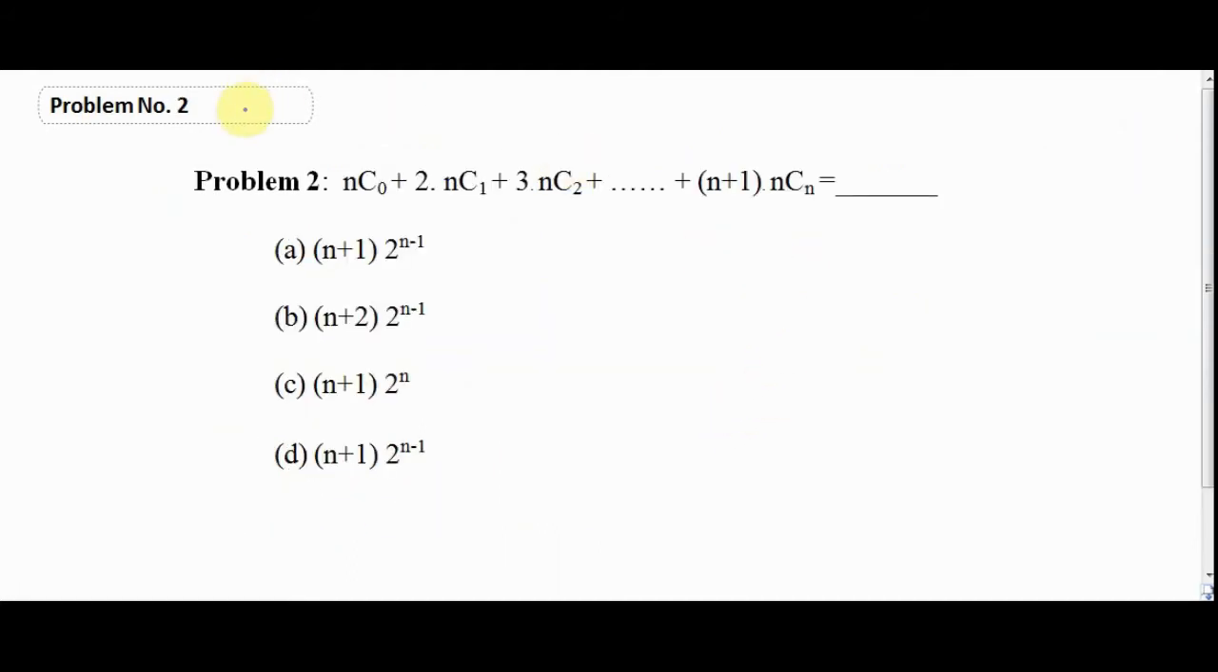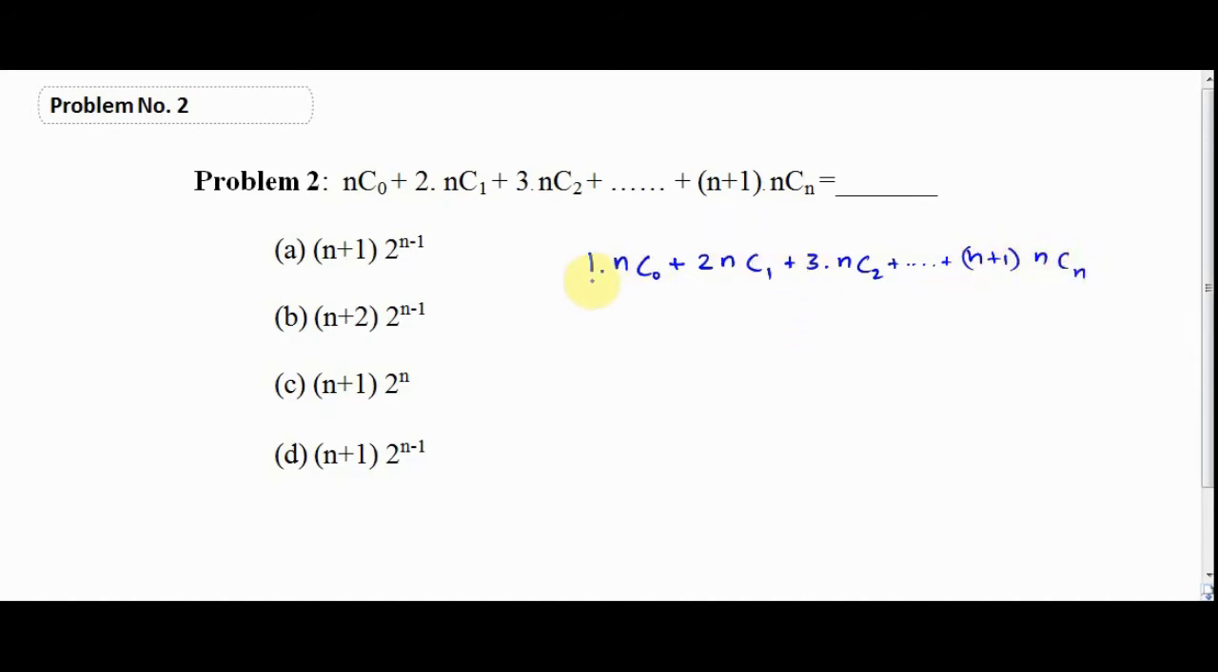Okay, problem number 2. nC0 + 2·nC1 + 3·nC2 + etc. + (n+1)·nCn is equal to. Okay, this one is similar to an identity. You may learn this by heart. Here this expression may be rewritten as 1·nC0 + 2·nC1 + 3·nC2 + etc. + (n+1)·nCn.